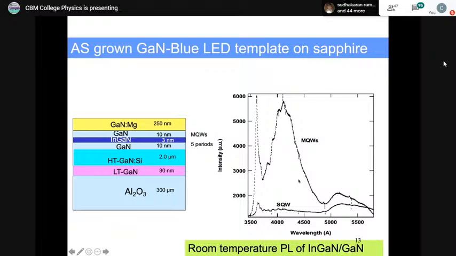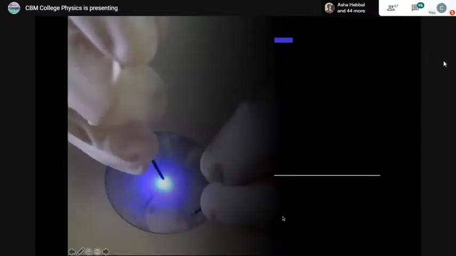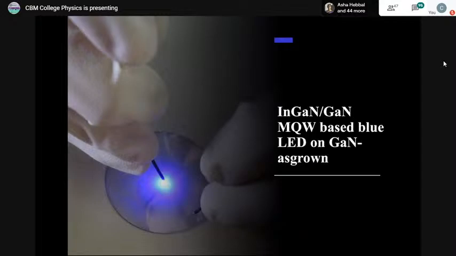So this is the PL emission, room temperature PL emission of indium gallium nitride. This is a single quantum well emission. You still have an emission, but it is not as efficient as multiple quantum well emission, because you are seeing this after the p-type gallium nitride. It is not very efficient, but with electroluminescence you can see it very well. So multiple quantum wells obviously has better emission efficiency than your single quantum well. This is how we test our as-grown wafers.